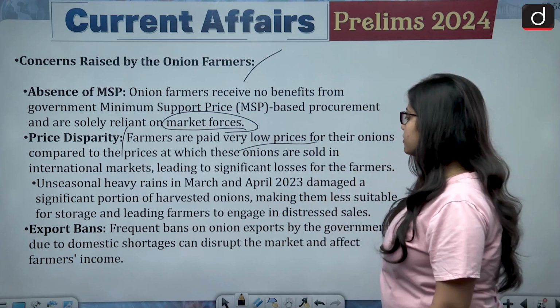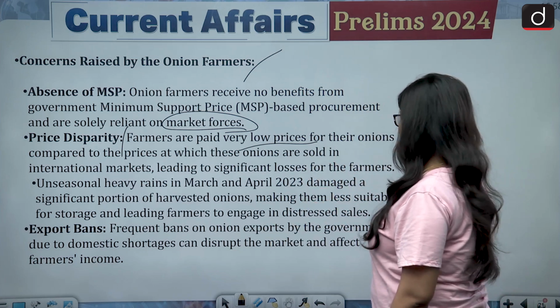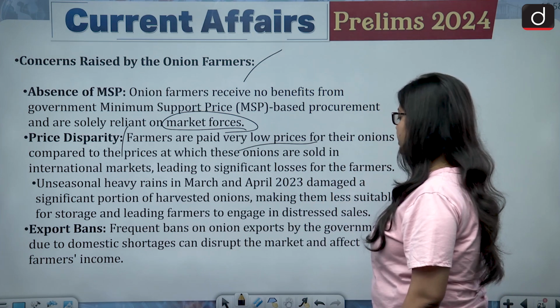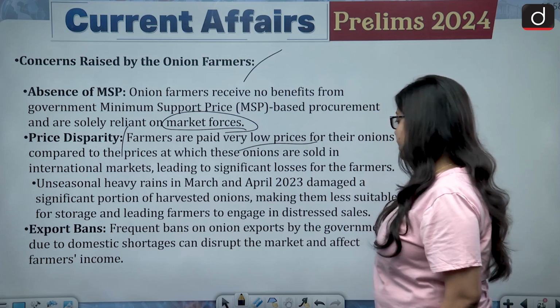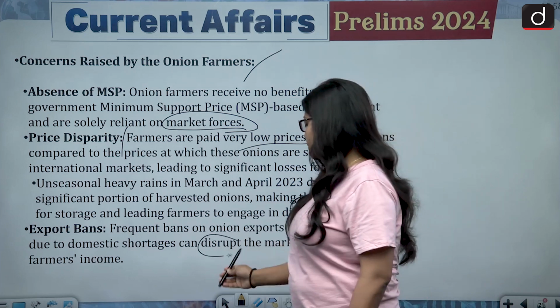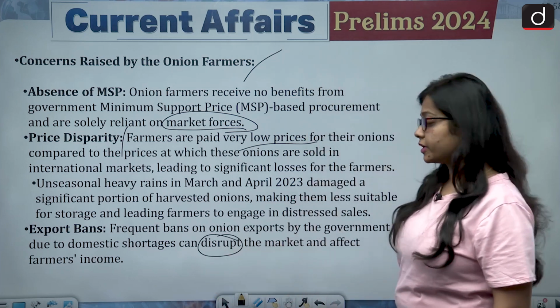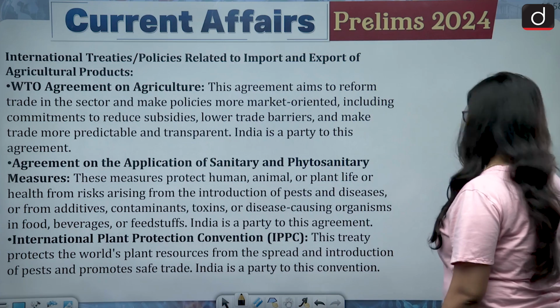Then export bans. Frequent bans on onion export by the government due to domestic shortages can disrupt the market and affect farmers' income. So the market can be disrupted and the farmers' income can be affected.